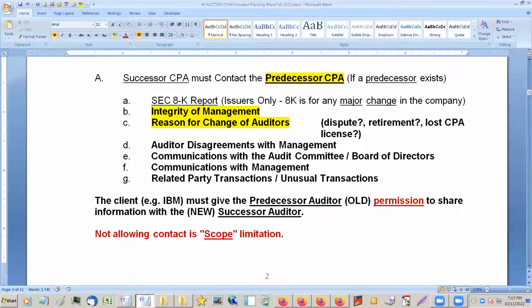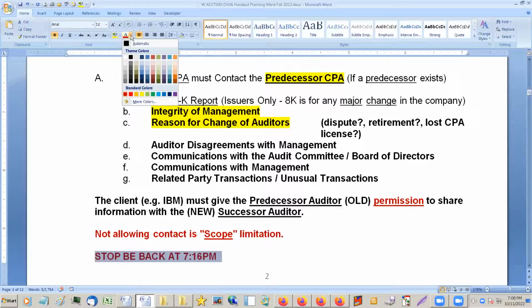Okay, let's go ahead and I went over. Let's stop here. And let's say be back at 7:16. How about that? And I think what we'll do, we'll finish up the monetary unit sampling, and that's all we're going to finish up.